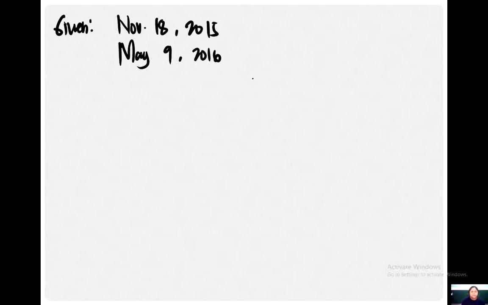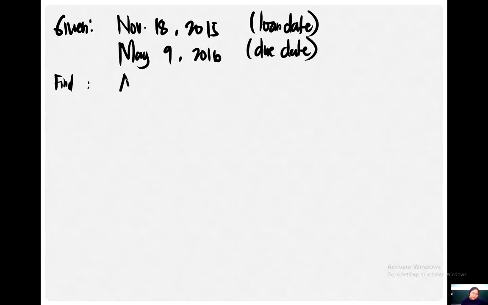So again, let's list down our givens. Let's take a look at the problem. November 18, 2015 until May 9, 2016. This is the loan date, and this is the due date. So we are asked to find the actual time and the approximate time.